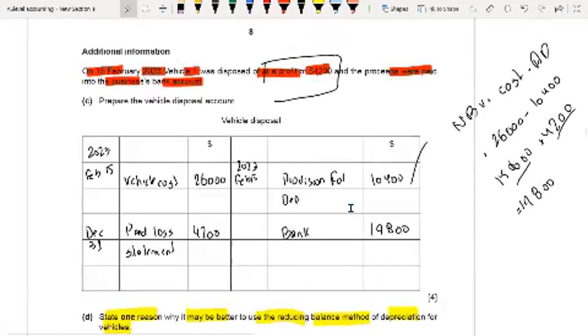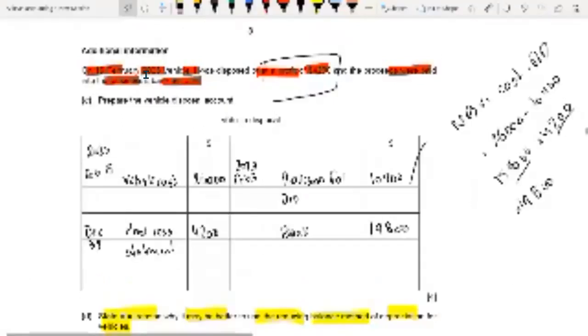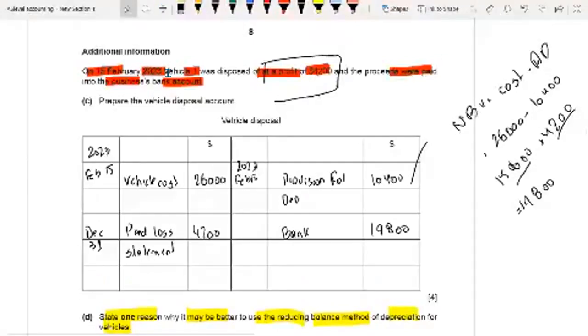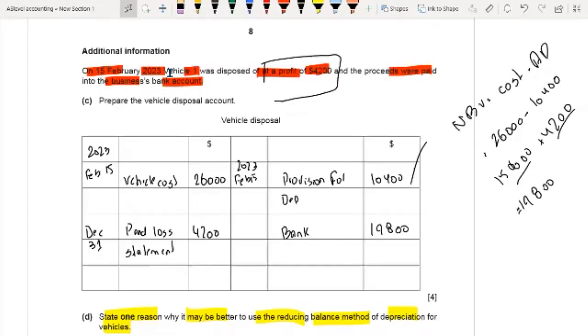And now let's see that on 15 Feb 2023, vehicle one was disposed of at a profit of 4,200. So this happened on 15 Feb 2023, which means that we should not charge the depreciation for 2023. Why? Because in the question they have told us no depreciation for the disposal year. So we basically earn a profit. We gain on disposal, which is 4,200.